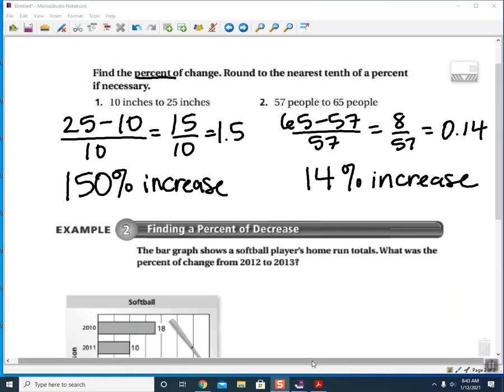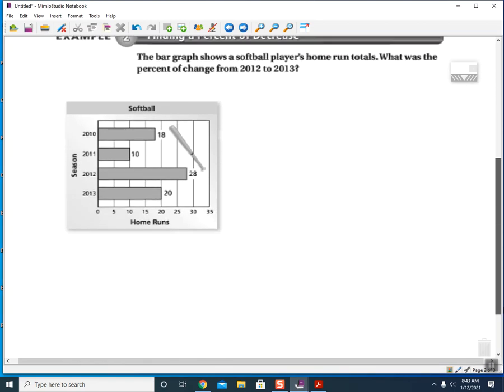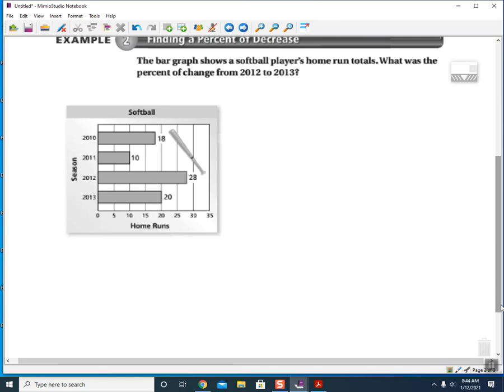Okay, you should have gotten then a 14% increase for number 2. So that's all percent increase. Let's look at percent decrease. The bar graph shows the softball players' home run totals. What was the percent change from 2012 to 2013? So I'm looking at 2012 and 2013. So I start at 28 and I decrease down to 20.